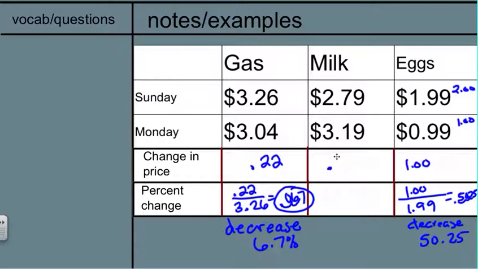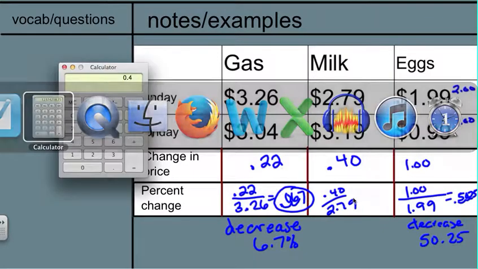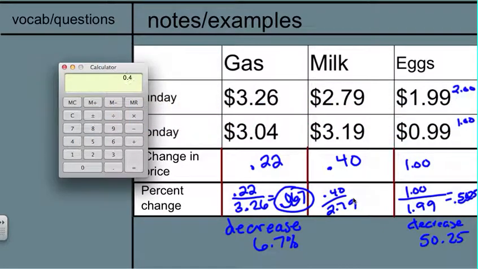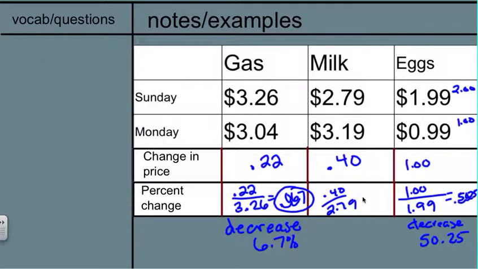Here we go. 40 cents difference. And then I have to take my 40 and divide it by my 279. So 0.4 divided by 2.79 is 14.3. So I find 14.3%, and that would have been an increase.